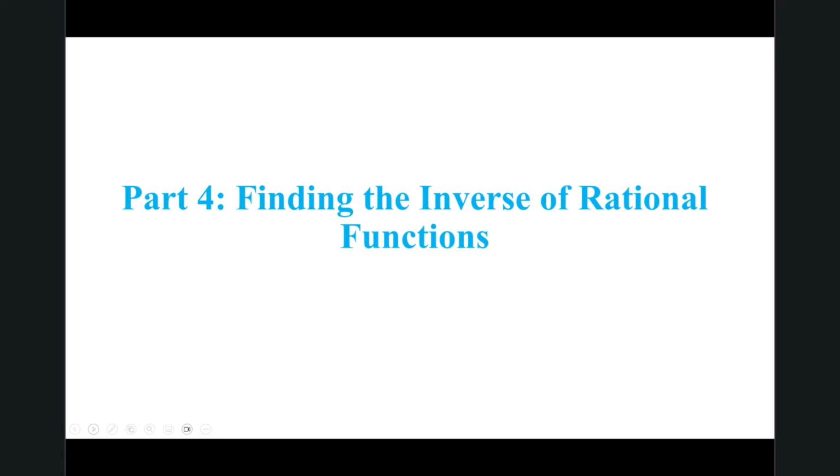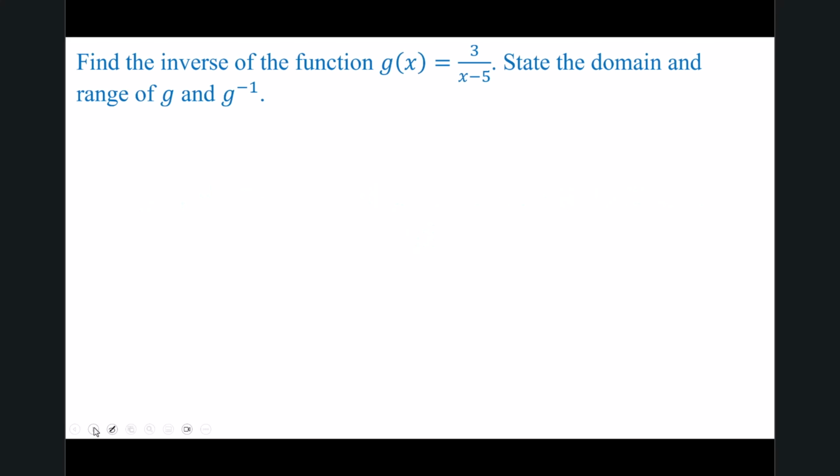Part 4, finding the inverse of rational functions. Find the inverse of the function g of x equals 3 over x minus 5. State the domain and range of g and g inverse.